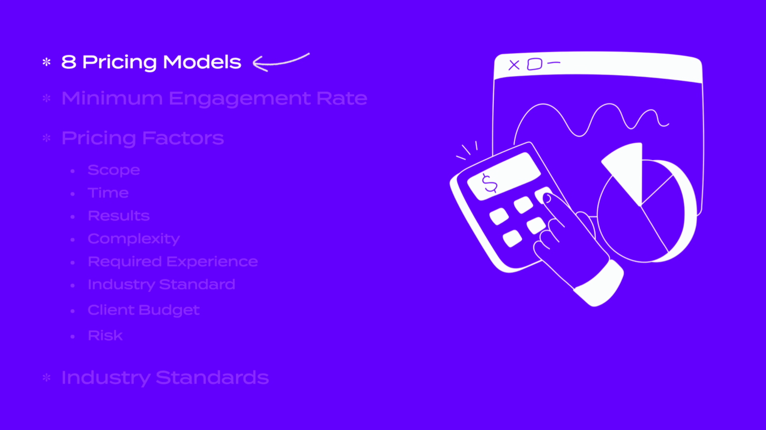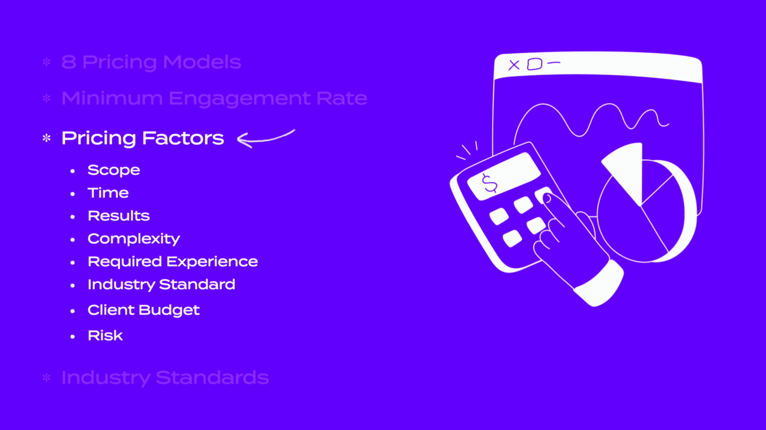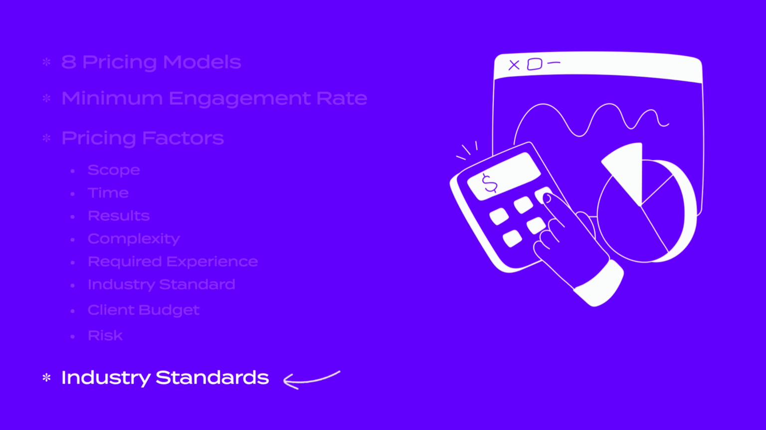So this video is broken down into just 4 parts. Number 1, we're going to talk about the 8 different pricing models that you can use. Number 2, we're going to help you establish a minimum engagement rate, which is the lowest amount of money that you will possibly take on a project for. Number 3, I'm going to show you every single pricing factor that you need to consider before giving out a bid. And then at the very end, we're going to help you understand the market rate, which is the industry standard that you should be selling each project for.